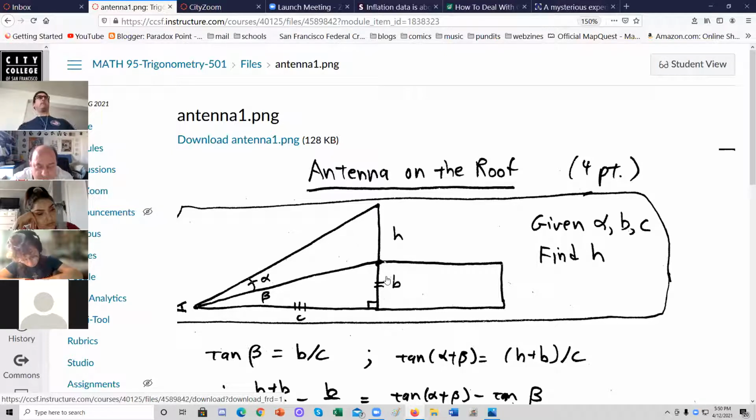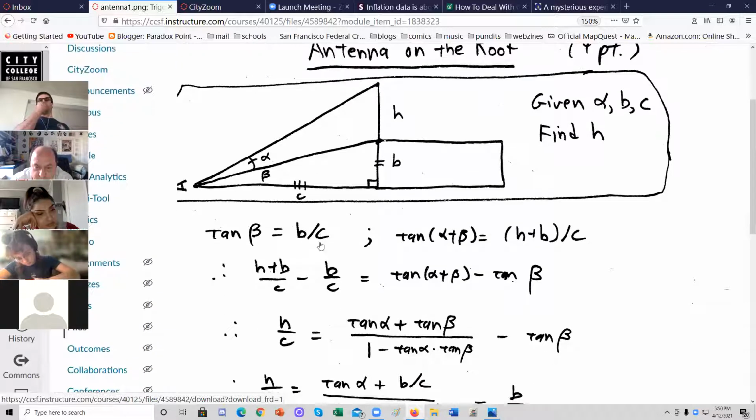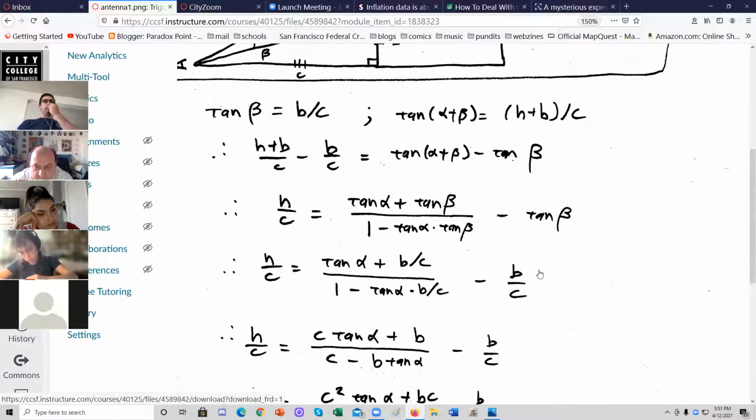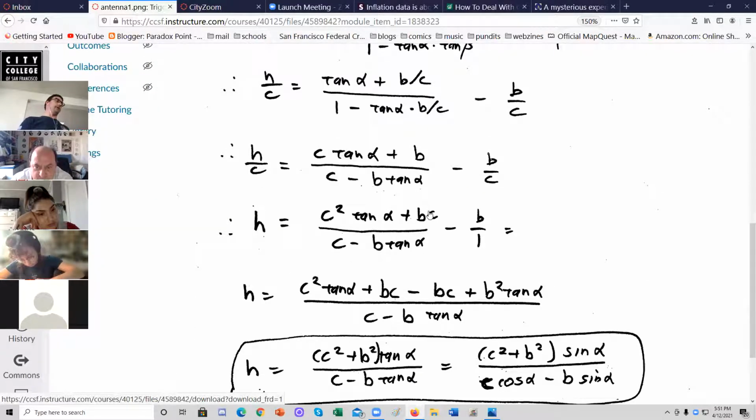Okay, well, there's a couple things you know. B over C is tangent beta. And tangent of alpha plus beta is H plus B over C. Therefore, H plus B over C minus B over C equals tan of the sum minus tan of beta. This simplifies down to H over C. Well, we don't know H, but we do know C. And then this tangent of a sum is tangent plus tangent over 1 minus tangent tangent, that minus tan beta. And this is B over C. You do some algebra.